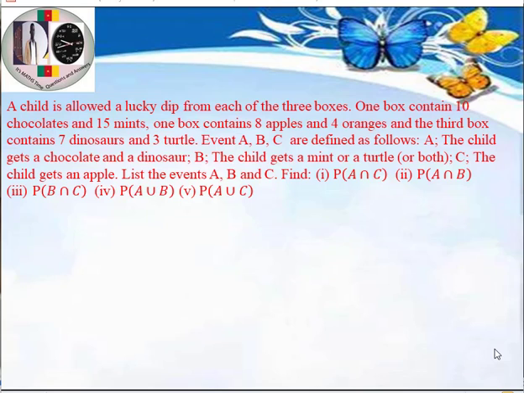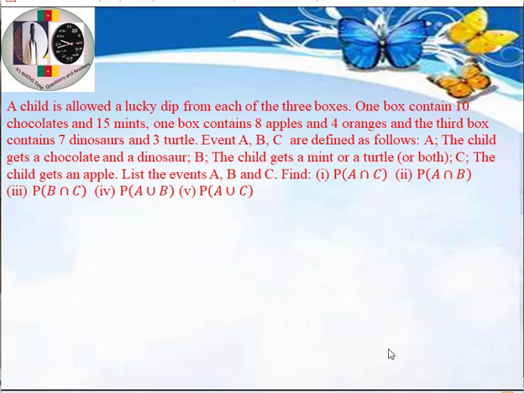List the events A, B, and C and find: one, the probability of A intersect C; two, the probability of A intersect B; three, the probability of B intersect C; four, the probability of A union B; and five, the probability of A union C.